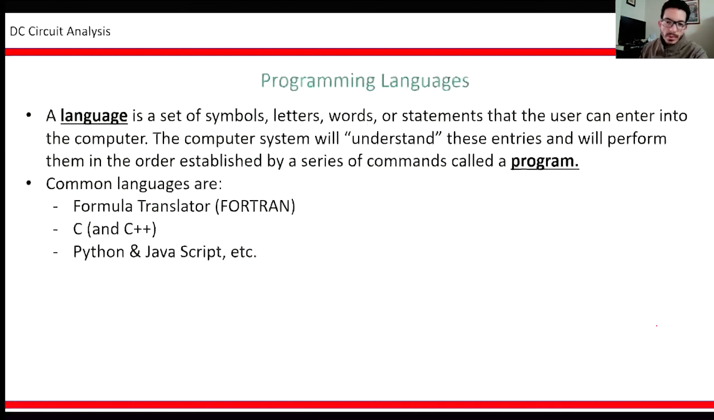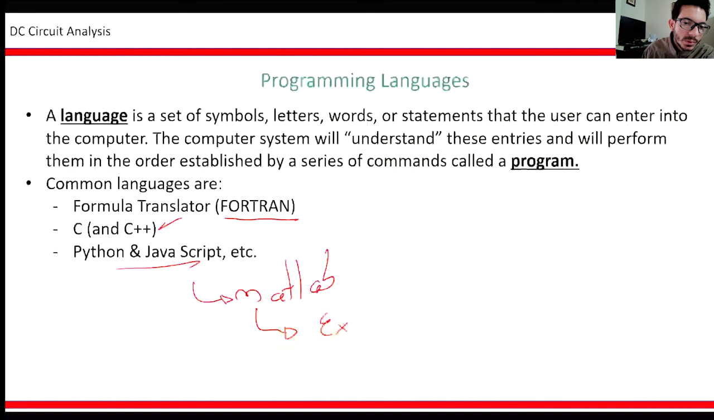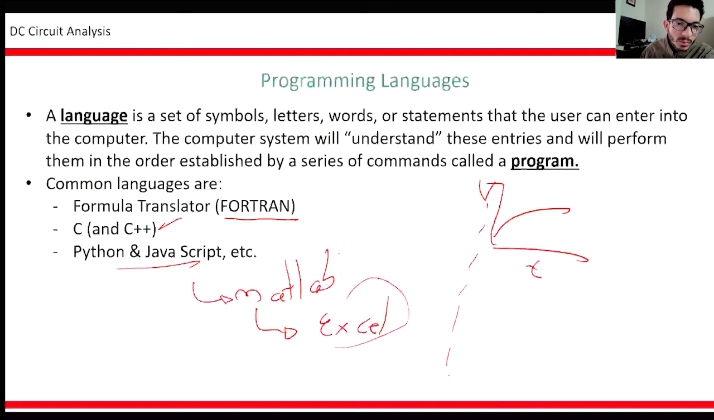So all of these things are used for programming languages. Very common programming languages are Formula Translation, Fortran, C and C++, Python and JavaScript, etc. In this class, you can use MATLAB if you want to learn, or for some homeworks, it will be easier if you use Excel than the calculator, because then you can compute a bunch of rows and graph whatever you wanna do. So you can use Excel if you want. You can try to learn MATLAB, which if you're gonna go for science and engineering, you'll definitely use it again. You can even try to use Python. So whatever you wanna do.